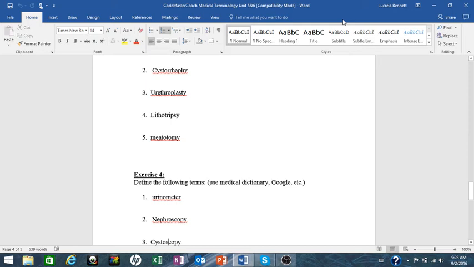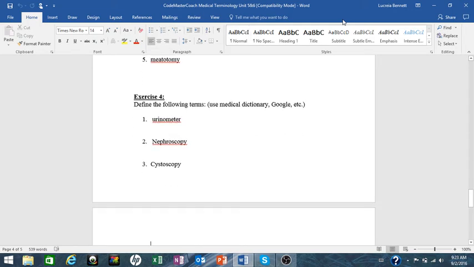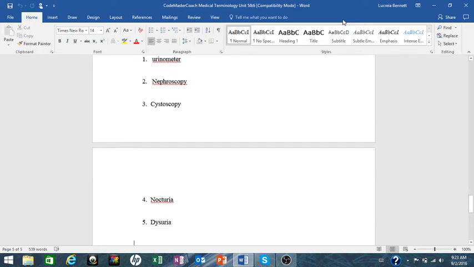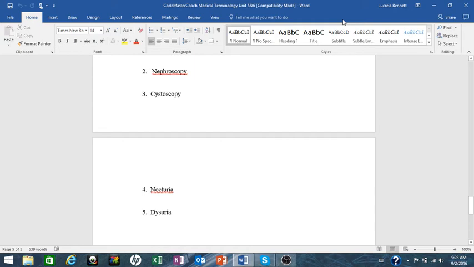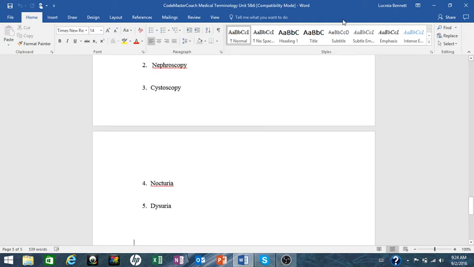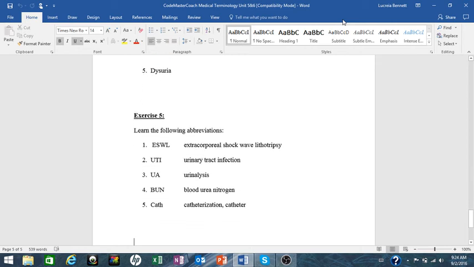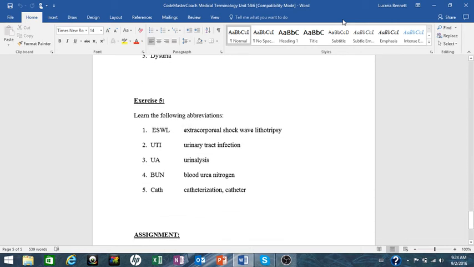Exercise four, define the following terms. Use a medical dictionary, Google, or whatever. But for these two units, you need to know what a urinometer is, a nephroscopy is, a cystoscopy is, what nocturia stands for, and what dysuria is. And exercise five, learn the following abbreviations.